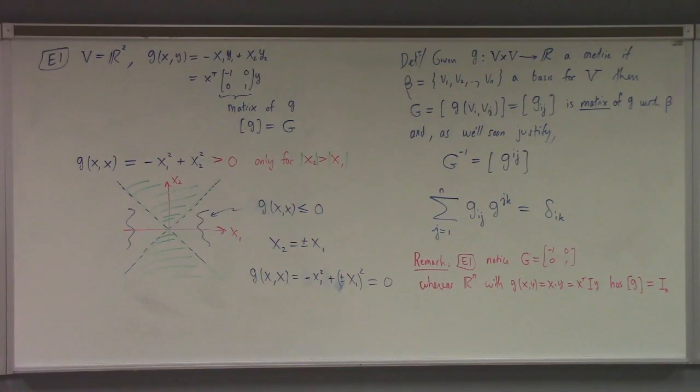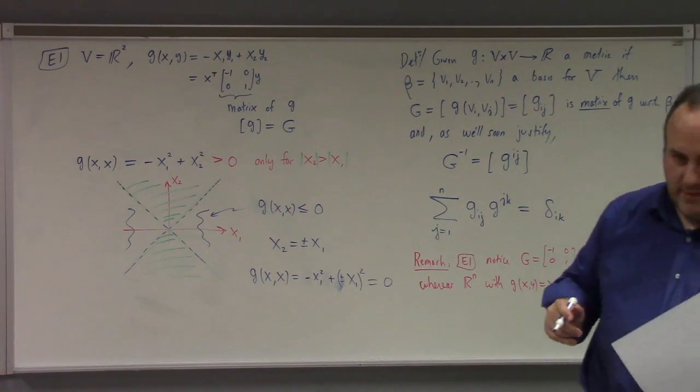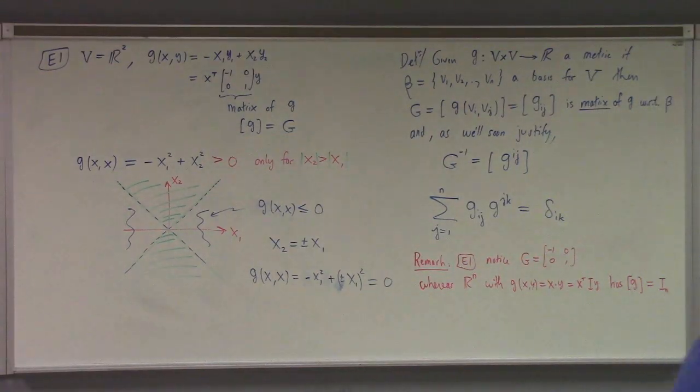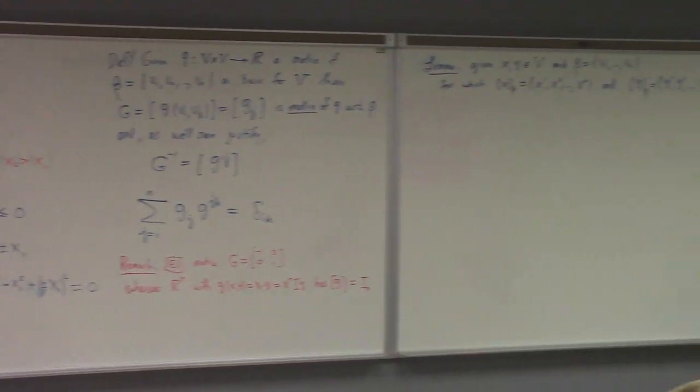I just mean x is what? Sum of x_i v_i, right? And y is the sum over j of y upper j v lower j, right? That was our definition of coordinates and bases, and that's our notation, right? Standard notation.